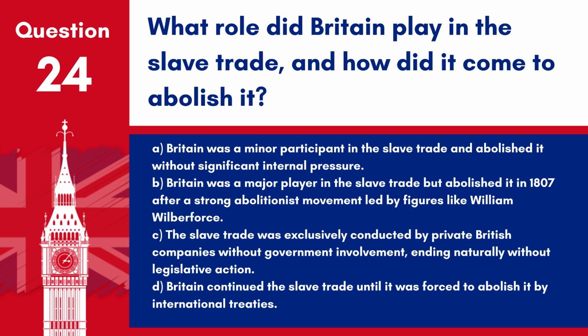Question 24. What role did Britain play in the slave trade, and how did it come to abolish it? A. Britain was a minor participant in the slave trade and abolished it without significant internal pressure. B. Britain was a major player in the slave trade but abolished it in 1807 after a strong abolitionist movement led by figures like William Wilberforce. C. The slave trade was exclusively conducted by private British companies without government involvement, ending naturally without legislative action. D. Britain continued the slave trade until it was forced to abolish it by international treaties.